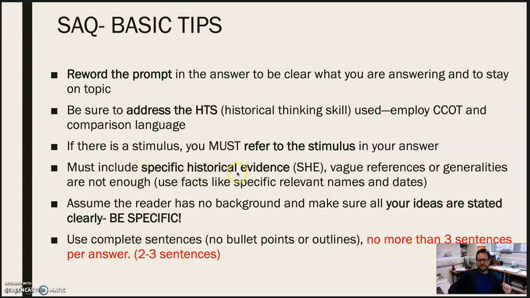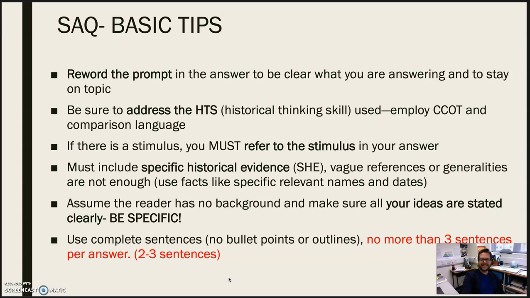It must include specific historical evidence. Be specific, be concise. So make sure you are identifying specific historical evidence. Vague references or generalities are not enough. Use facts like relevant names and dates. Assume the reader has no background knowledge and make sure all your ideas are stated clearly. Again, be specific. And then use complete sentences, no bullet points, no outlines, but also no more than 3 sentences. This is where it gets concise. Keep it to 2 to 3 sentences, no more than 3.